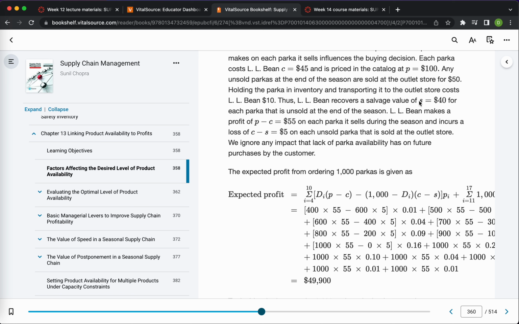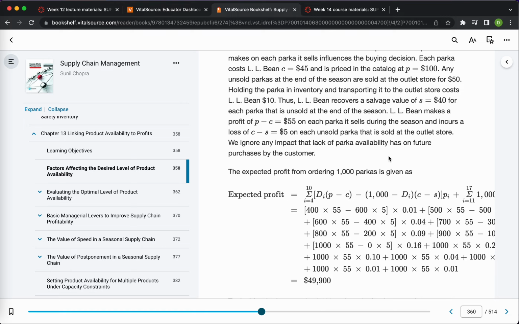So basically, the salvage value. If you're not able to sell it during the regular season, the amount of money that you make from the parka is $40, which is less than the cost of the item. And that is how it usually turns out. In a lot of the seasonal inventory models, the salvage value is less than the cost of making the item or buying the item, however you look at it, right?